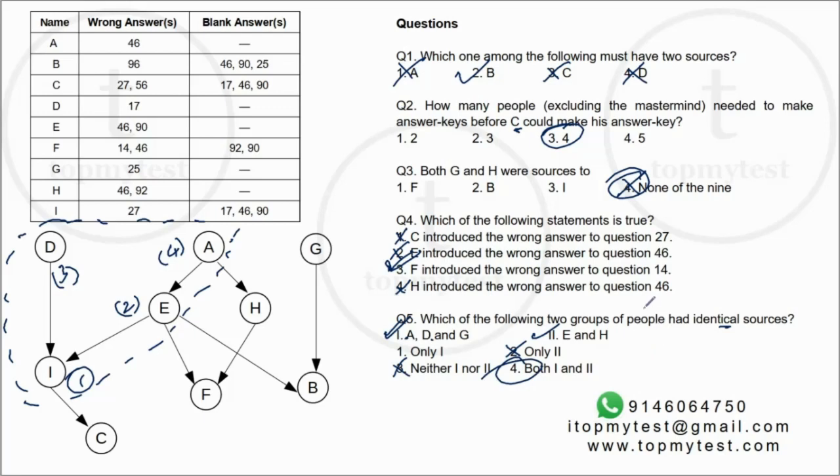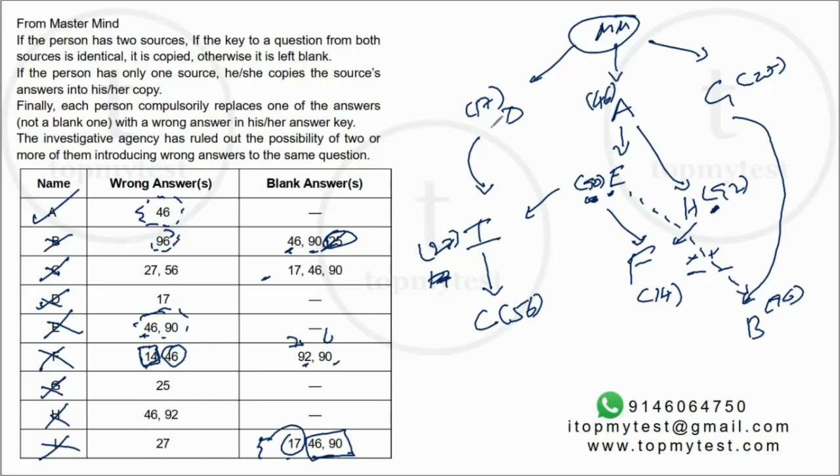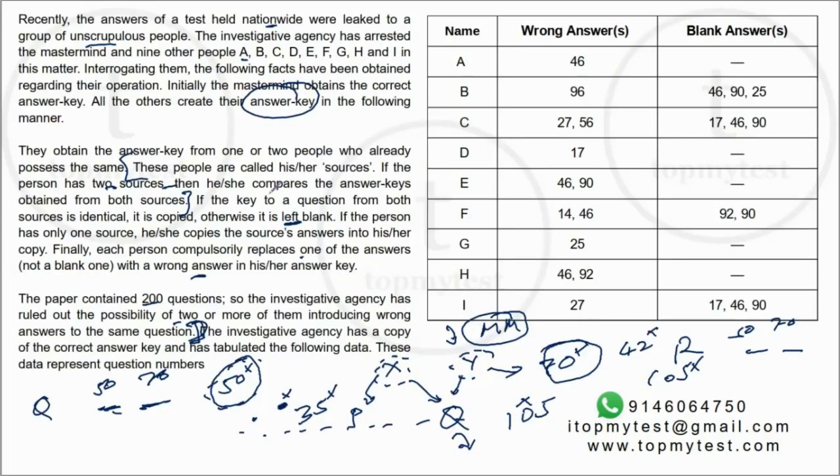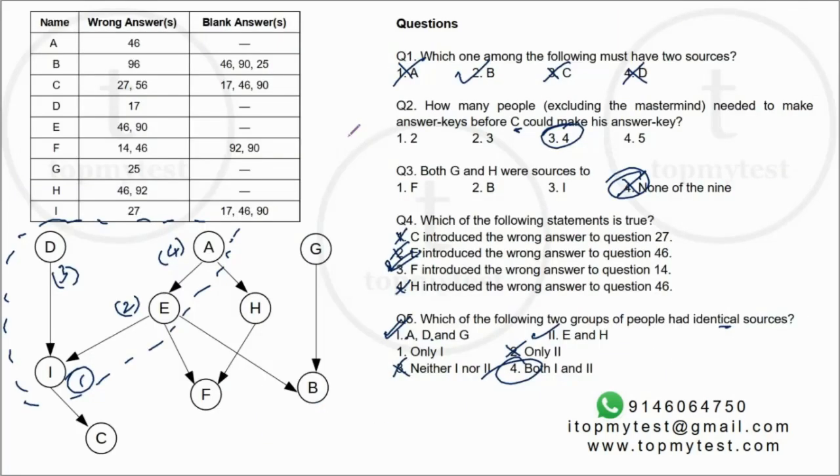It's a brilliant question. You require tracing of all the sources in this case. You need to see how the wrong answer transmits through the entire system. We have to work it out one by one. It will take you about 12 to 13 minutes in an exam situation. It's not an easy question by any stretch. And when it first came, a lot of people were really scared.